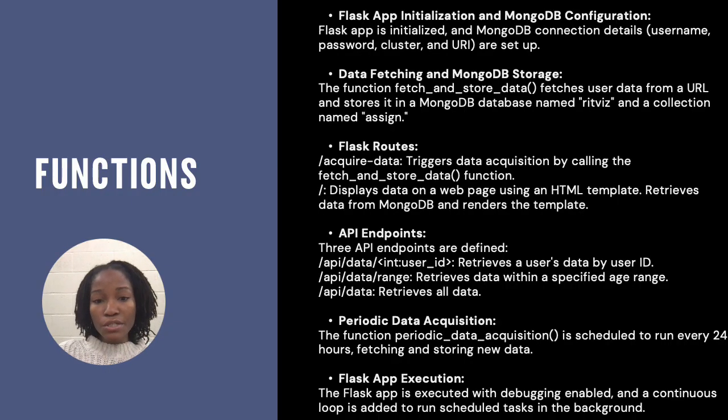Now, for the functions, I'm going to go through the functions that helped us in our project. One of which was Flask app initialization and MongoDB configuration. Now, the Flask app is initialized and MongoDB connection details, like the username, password, cluster and URL, are all set up. Now, for data fetching and MongoDB storage, the function fetches the user data from a URL and stores it into the MongoDB database, which was named Redsviz, and the collection named Assign.